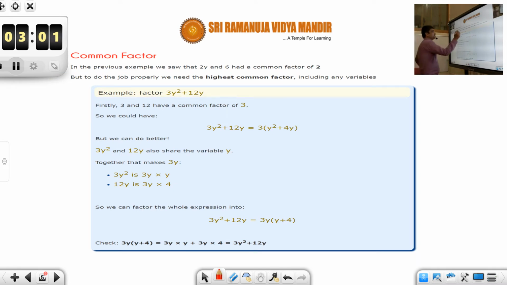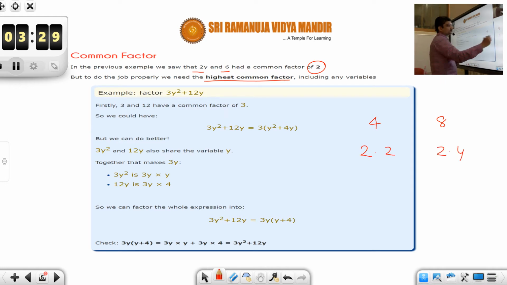Common factors. In the previous example, we saw that 2y and 6 had a common factor of 2. But to do the job properly, we need the highest common factor. If you find the highest common factor, you can take out the common thing in one step. Or else, say for example there are terms like 4 and 6, 4 and 8. By taking out 2 as common, you will be left with 2 into 2, 2 into 4. Again you can find 2 as common.